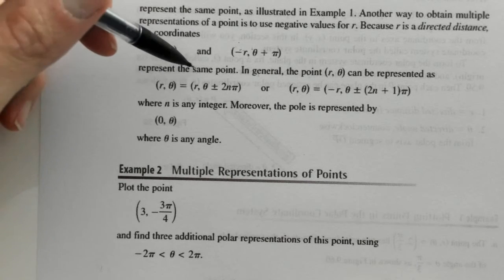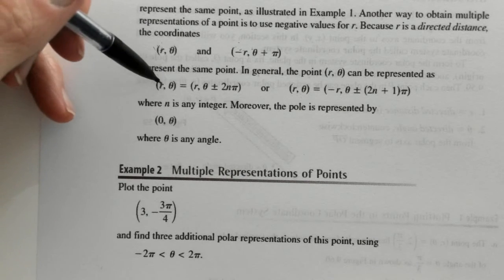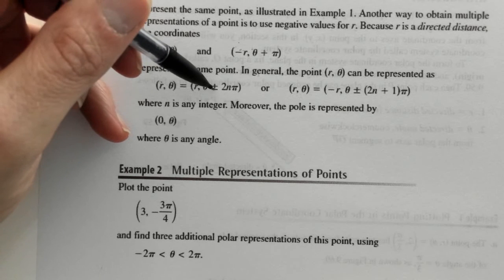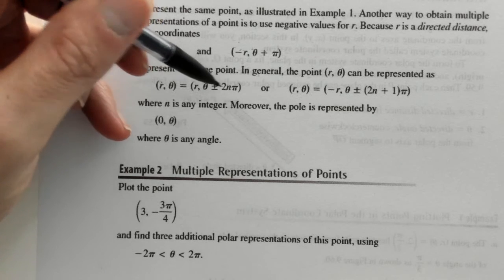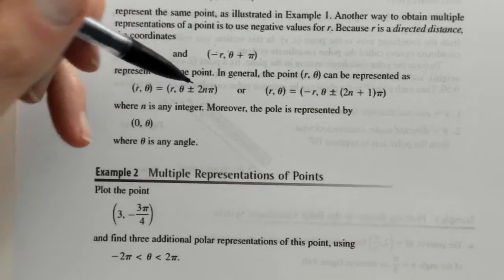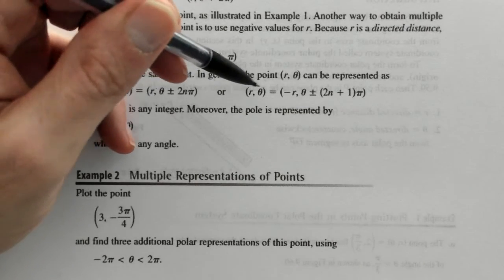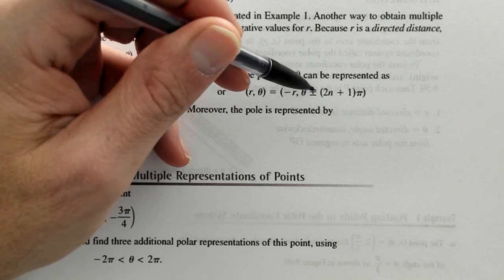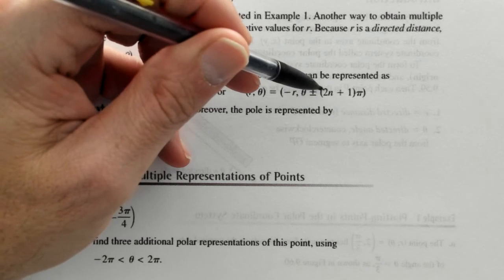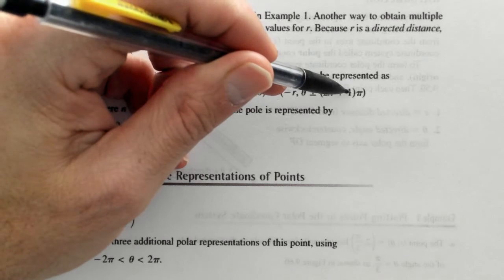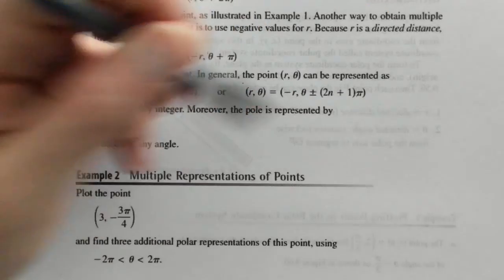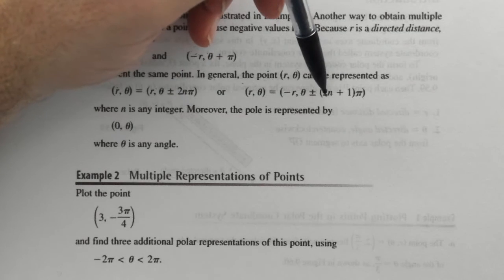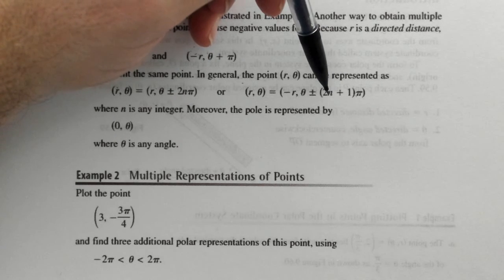So generally speaking, in order to get the same point, you can take a polar coordinate and add or subtract any multiple of 2 pi to get the same point, or you can take the polar coordinate, change the sign of the radius, and then add or subtract 2n plus 1 multiples of pi to that angle to get the same point. And if you think about it like this, here's what happens.